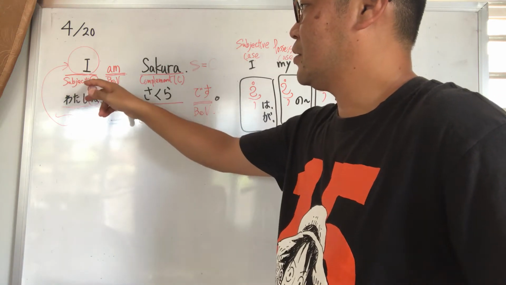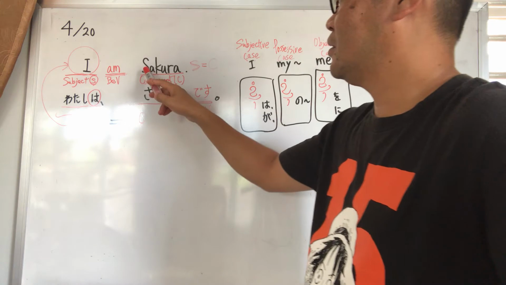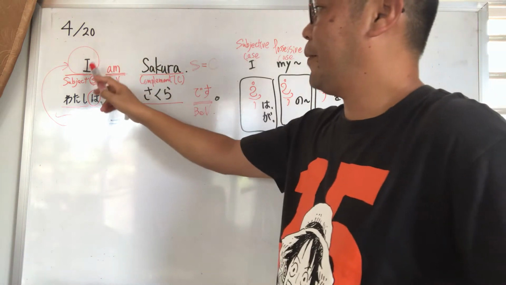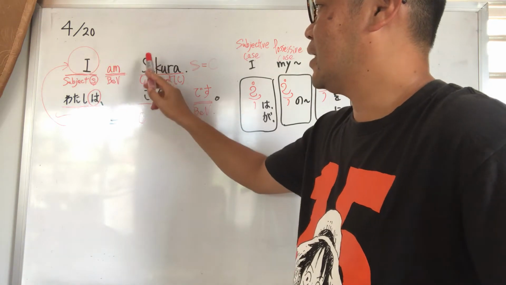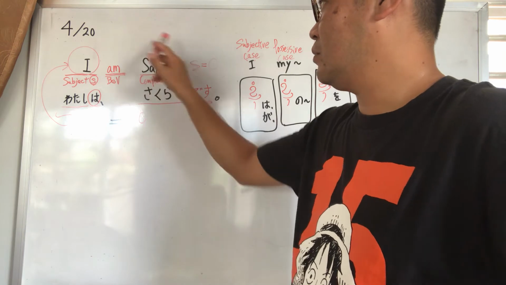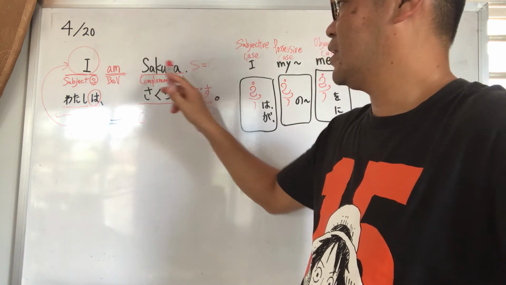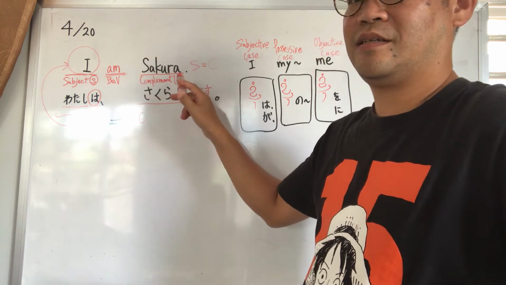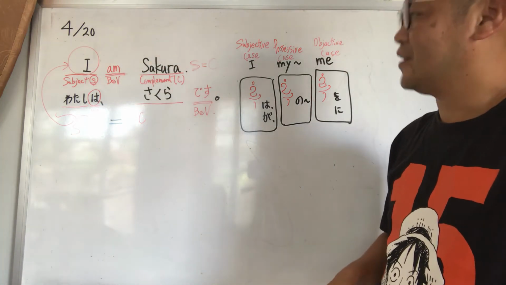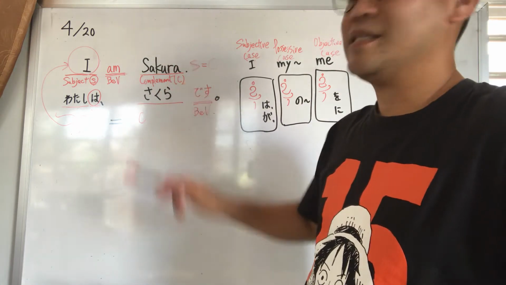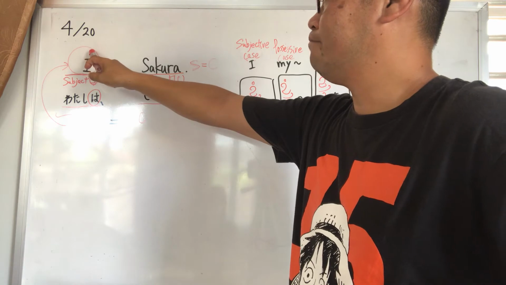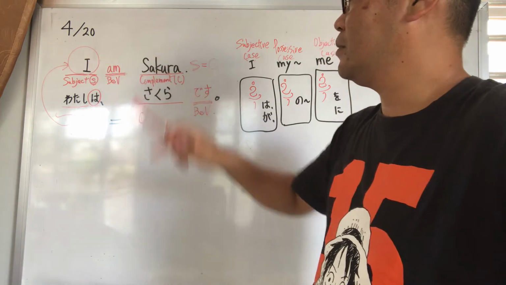I am Sakura. "I" means the subject. And "Sakura" is a complement. See, please compare I and Sakura. Same or not? If I am the noun, Sakura, same. We can say complement, C. How about I and Sakura? Same or not? So we can say C. And this is "I", the noun, pronoun. This one, pronoun too.